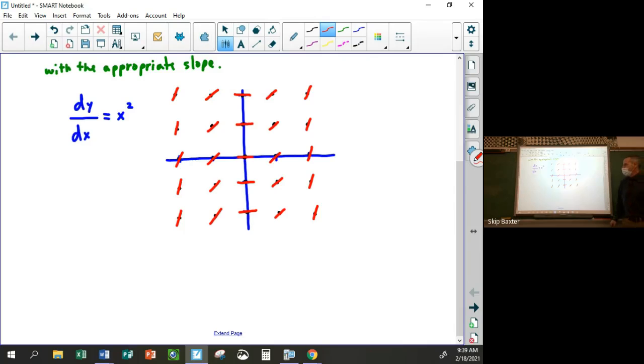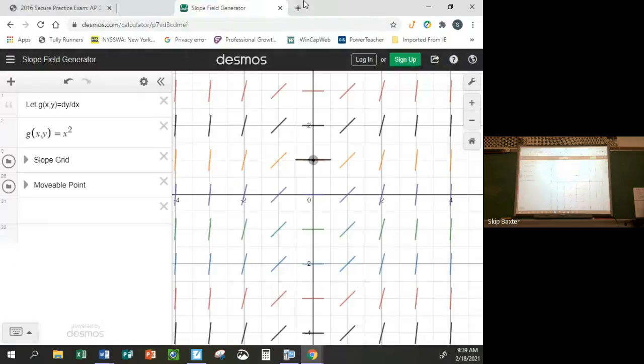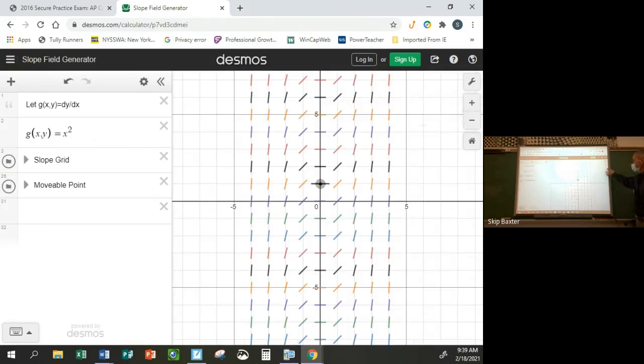There are slope field generators that you can find online, like here's one on the Desmos graphing calculator, and it looks like this. This is the slope field for x squared. They did a lot more points than I did. And if I zoom out, you can see it. It looks pretty stupid.